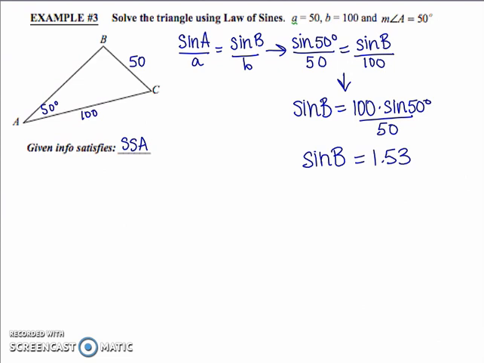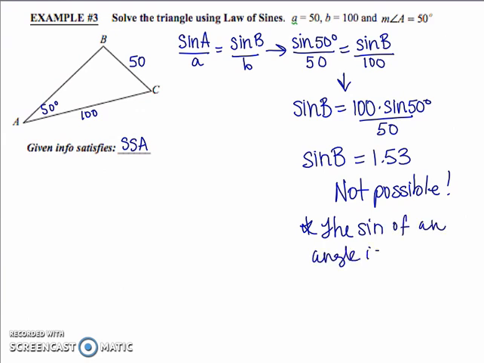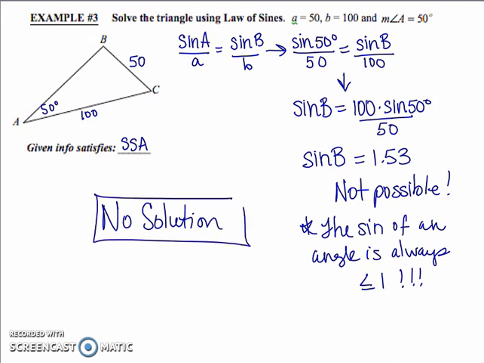So it's not possible for the sine of angle B to be greater than 1. And if you were to grab your calculator and do the inverse sine of 1.53, you would find that your calculator will give you an error. Okay, so this is not possible. Okay, the sine of an angle is always less than or equal to 1. All right, so this one is the no solution situation.